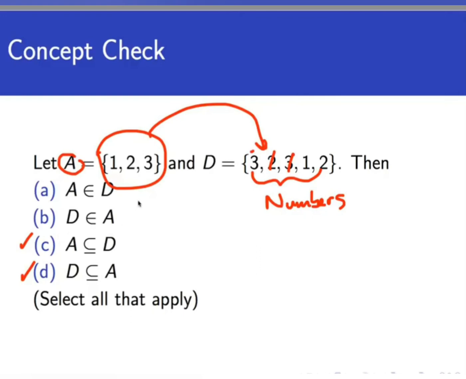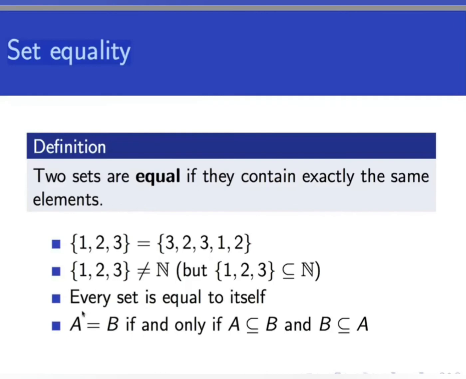So A is a subset of D and D is a subset of A. And when we have this sort of mutual subset inclusion relationship, we say something special about those two sets, namely that they are equal. Two sets are equal if they contain exactly the same elements. So that would be the case for the sets we just looked at in the concept check. They contain exactly the same elements. The order is kind of screwed up over here, and we had some doubly listed items, but they have the same elements. There are no new elements introduced on either side of the equation.